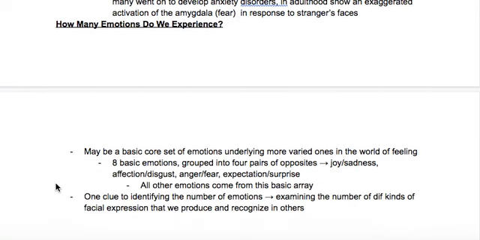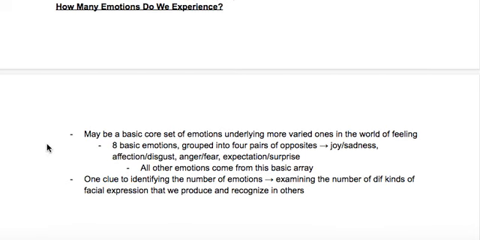The last section is titled How Many Emotions Do We Experience? There may be a core set of emotions that underlie more varied ones in the world of feeling. These 8 basic emotions are grouped into 4 pairs of opposites: joy and sadness, affection and disgust, anger and fear, and expectation and surprise. All other emotions come from this basic array of pairs of opposites.